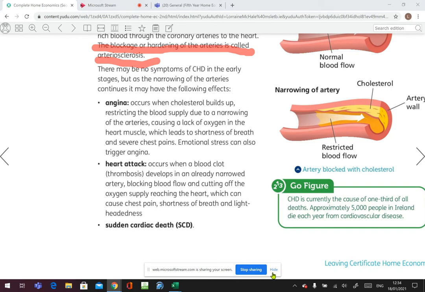In Ireland that happens a lot because CHD is currently the cause of one third of all deaths, and approximately 5,000 people in Ireland die each year from cardiovascular diseases. And if it's preventable, there's a lot we can do ourselves to stop that from happening.